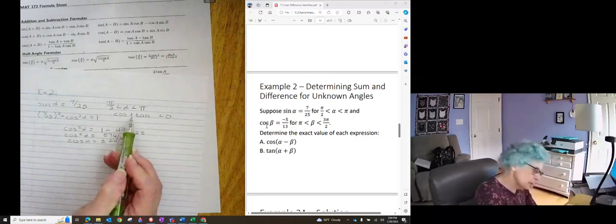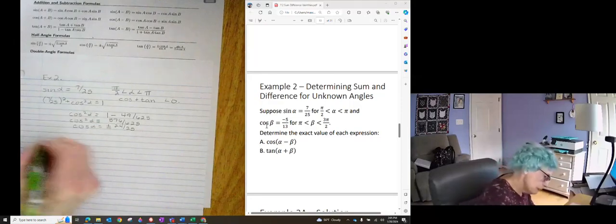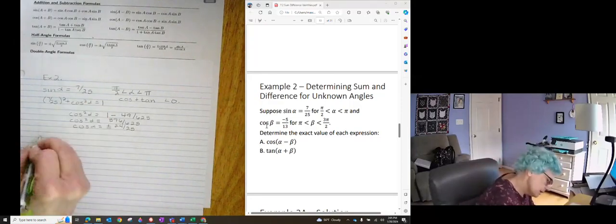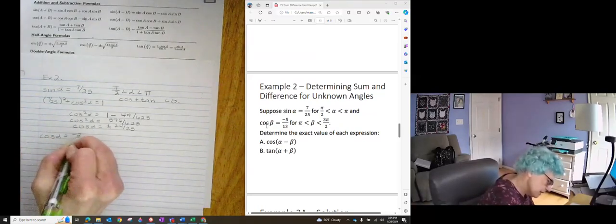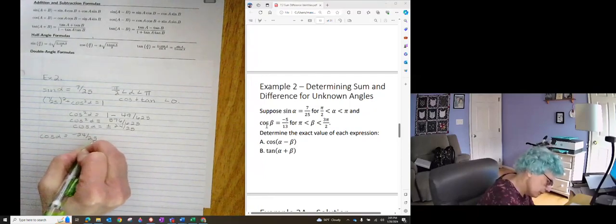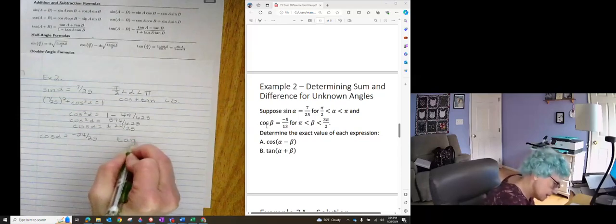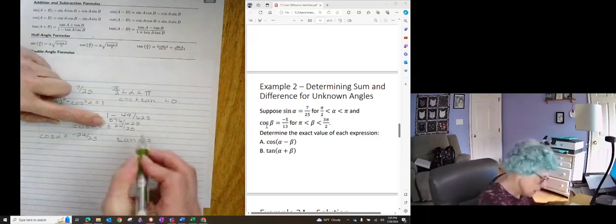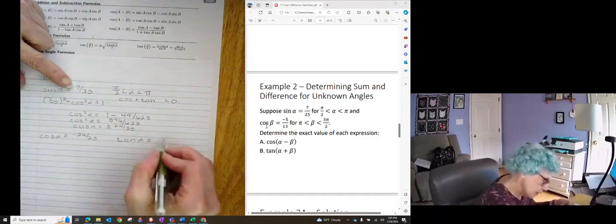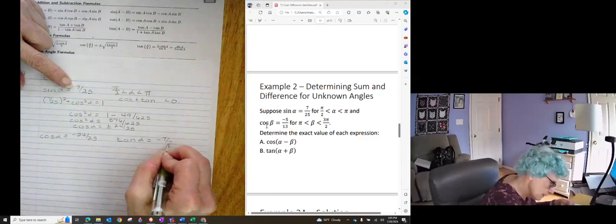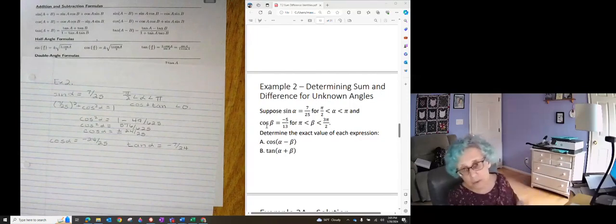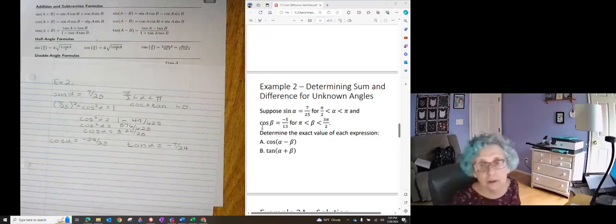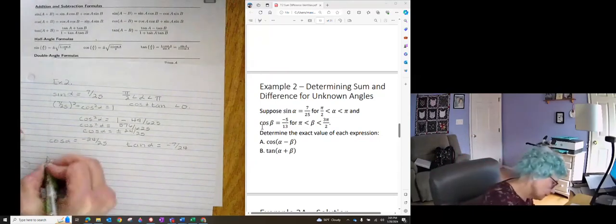And since we know that cosine is negative in quadrant 2, that means that sine is 7 over 25. Cosine of alpha is negative 24 over 25. And tangent of alpha is sine over cosine, so negative 7 over 24. Because remember, the over 25s will just cancel, and you'll end up with negative 7 over 24.